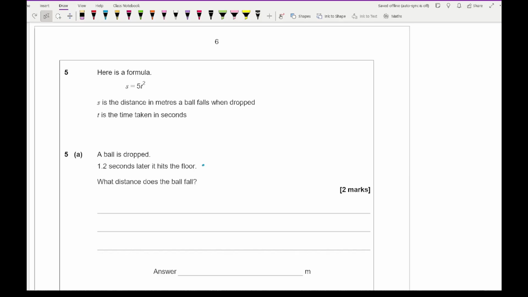So here we're looking at T equaling 1.2. So I'm going to substitute this value into this formula. So I've got S equals 5 multiplied by 1.2 squared. Type that into my calculator and I get an answer of 7.2.